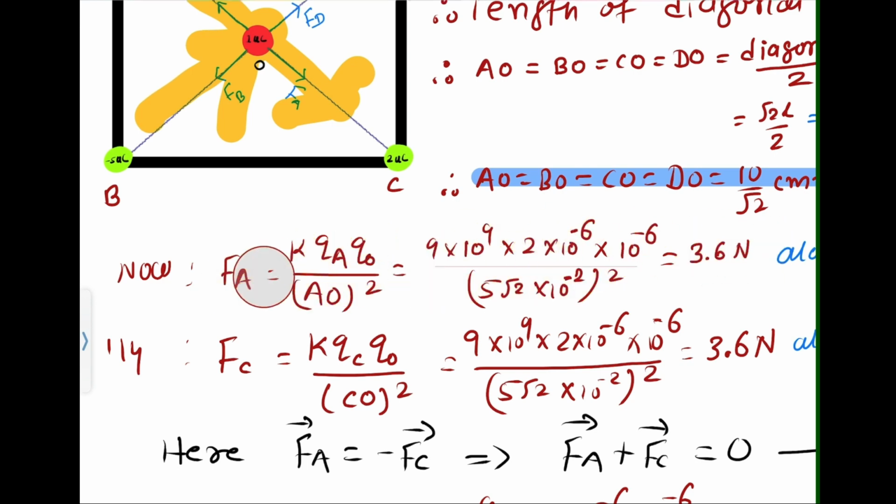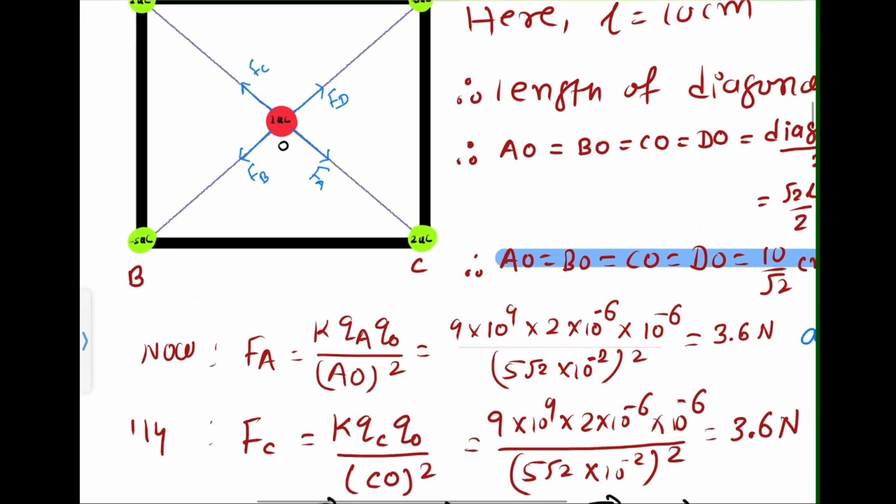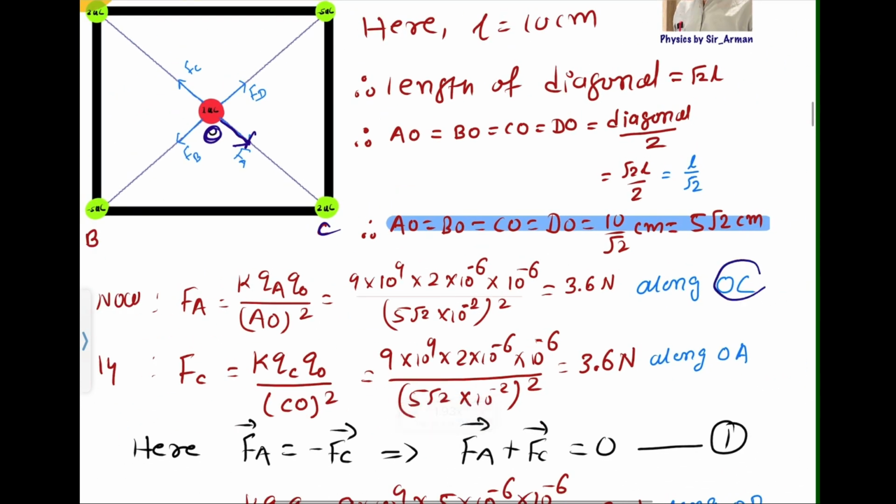You can see the direction of the force. What is the direction of the force? The direction of force is labeled here, which is FA, and it is along O to C, right? So the direction of the force is OC.